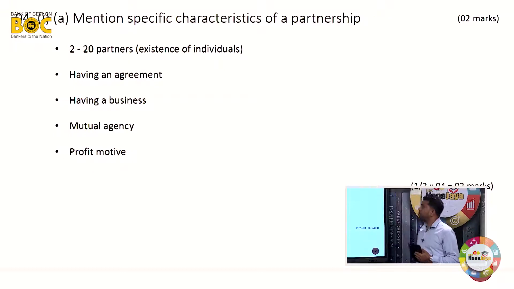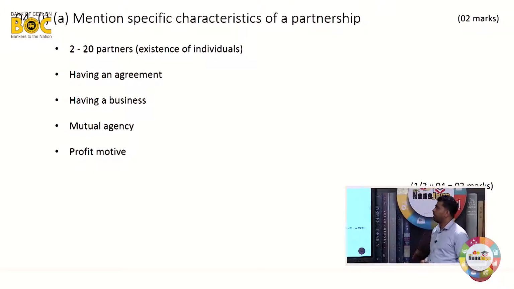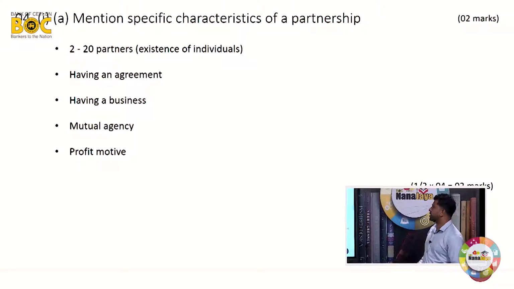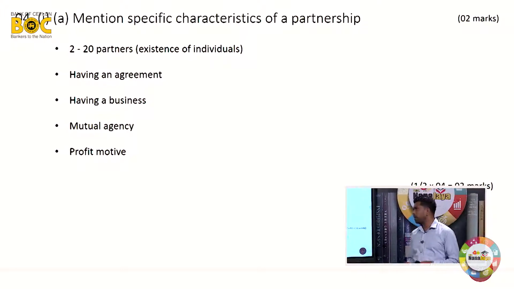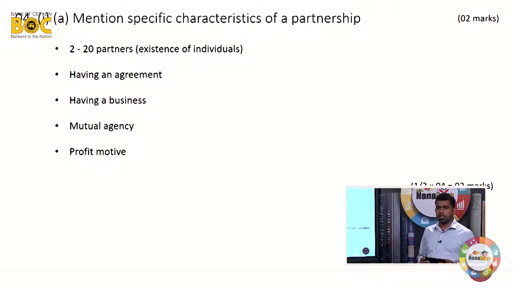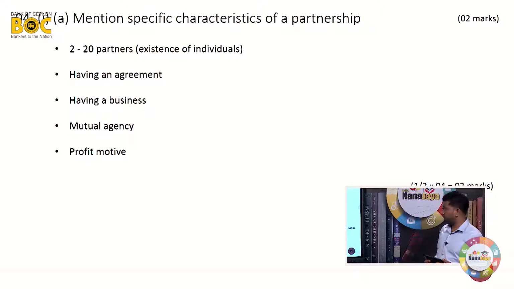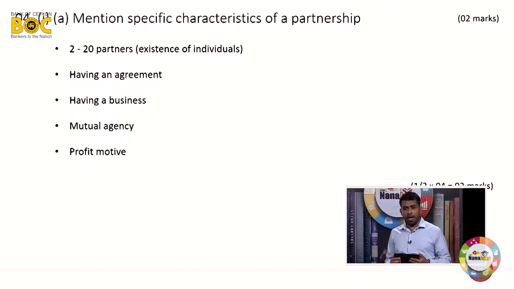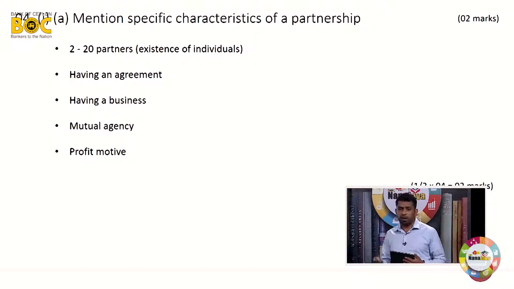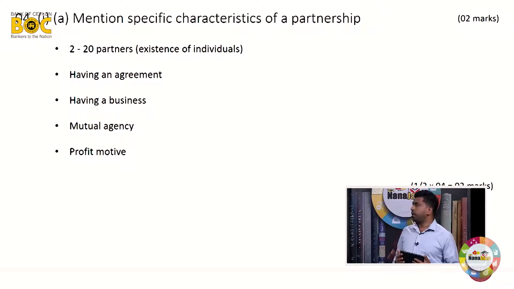Question number 4, Roman number 1A. Mention specific characteristics of a partnership. Partnership business model is a different type of business organization than other businesses due to these reasons. There are 2 to 20 partners and there's an agreement. It may be an oral one, a written one, or an implied one.